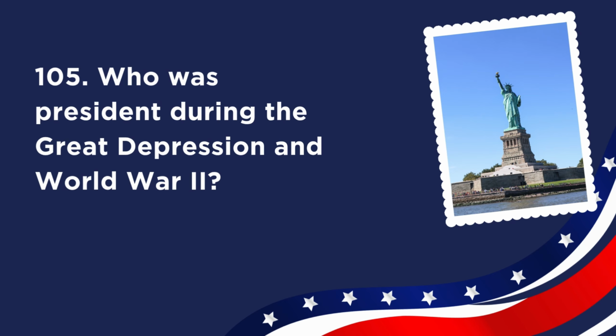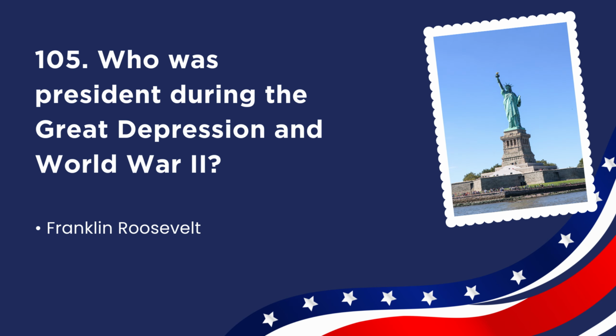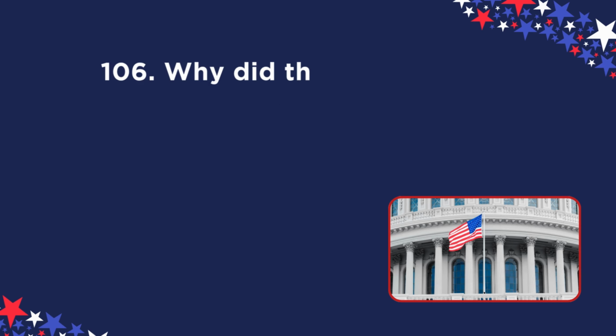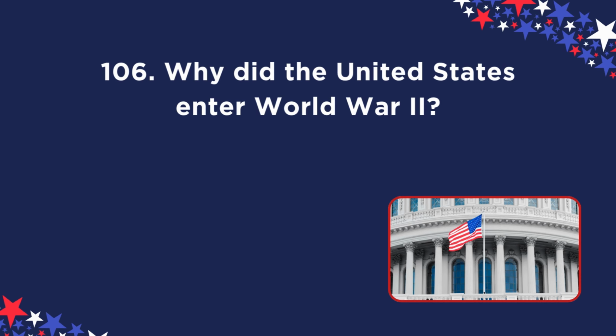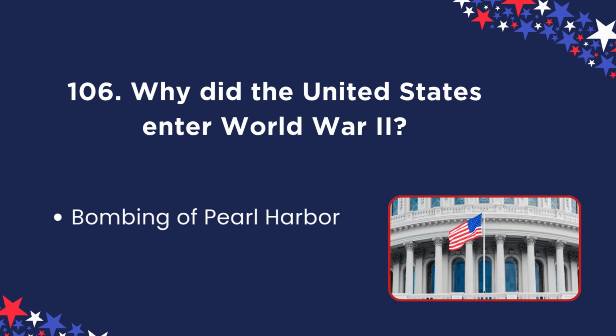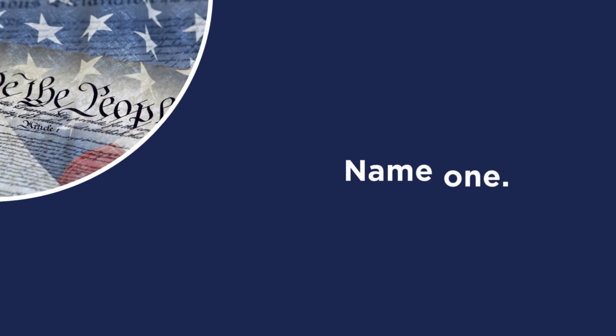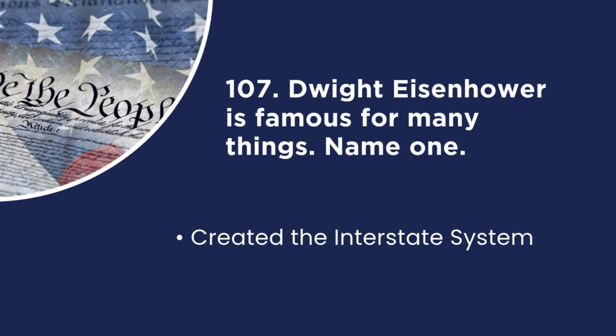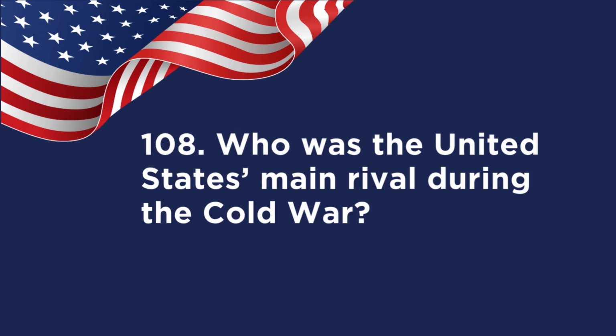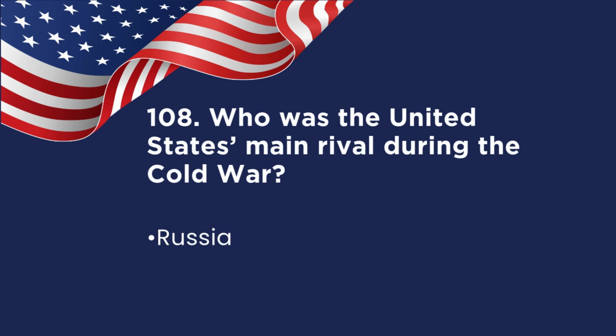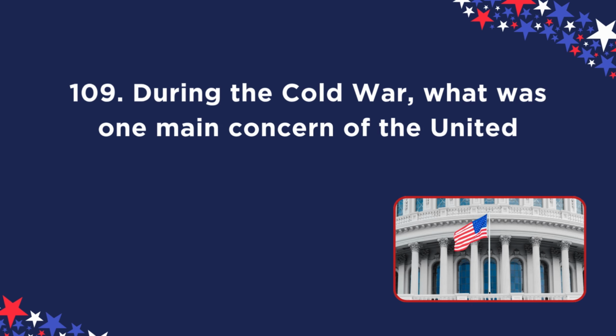Who was president during the Great Depression and World War II? Franklin Roosevelt. Why did the United States enter World War II? Bombing of Pearl Harbor. Dwight Eisenhower is famous for many things. Name one. Created the interstate system. Who was the United States' main rival during the Cold War? Russia. During the Cold War, what was one main concern of the United States? Nuclear war.